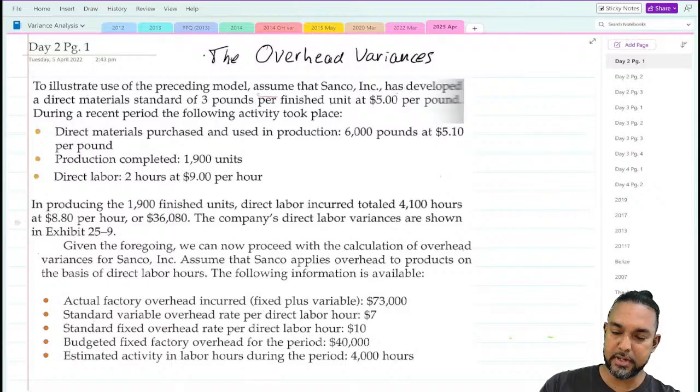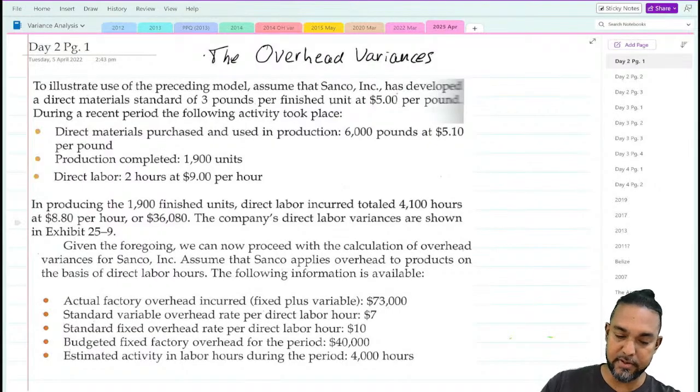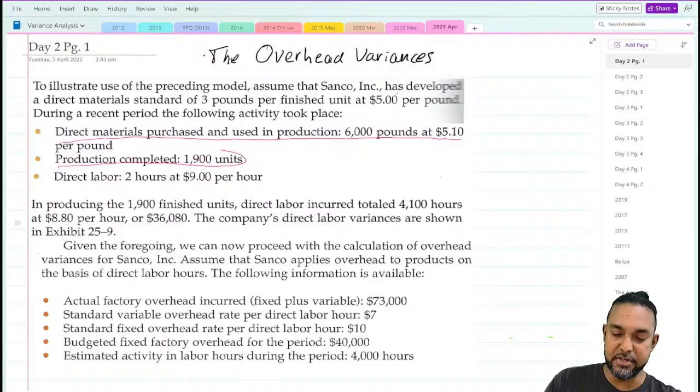Right, so we assume that Sanko, so we're still using Sanko, has developed a direct material standard of 3 pounds per finished unit at $5 per pound. During a recent period, the following activity took place. We saw this information previously. Direct materials purchased and used in production, 6,000 pounds at $5.10 per pound. Production completed 1,900 units. Direct labor is 2 hours at $9 per hour. So those are your standards. Sorry, no, these are the actual figures. The direct material standard is up here, and this is what actually happened down here.